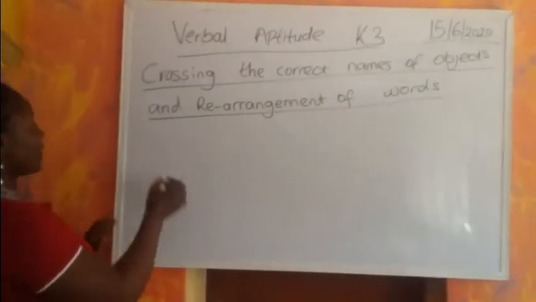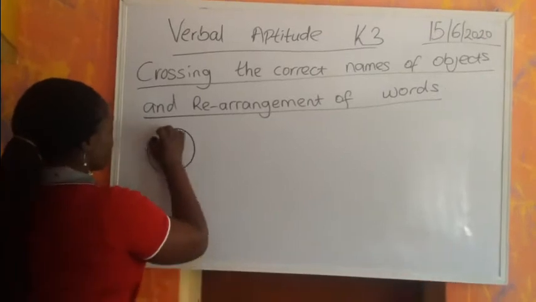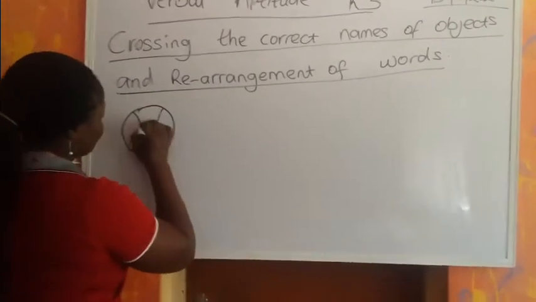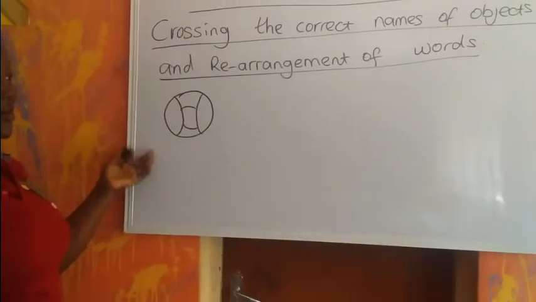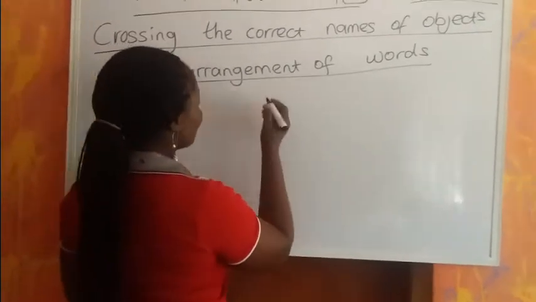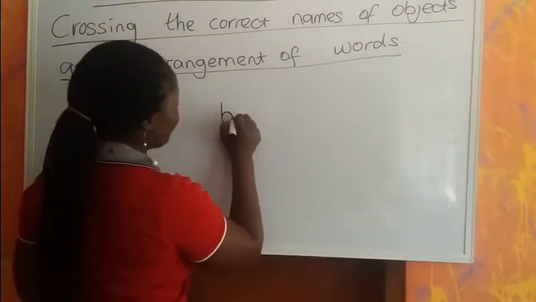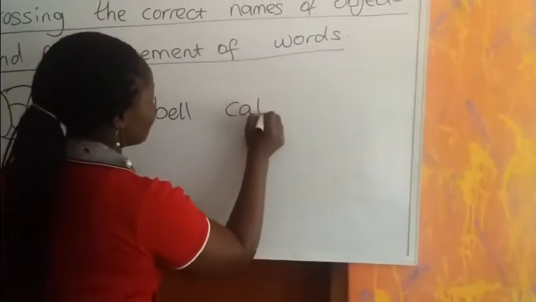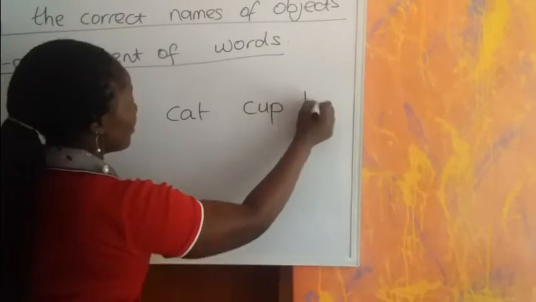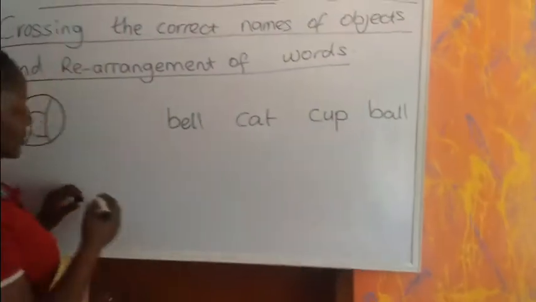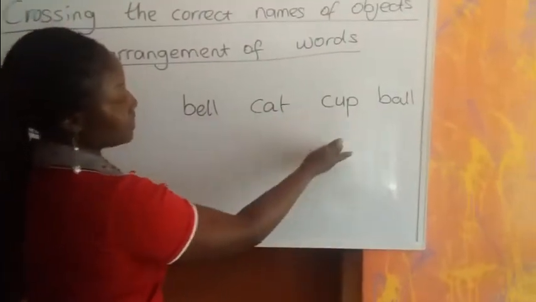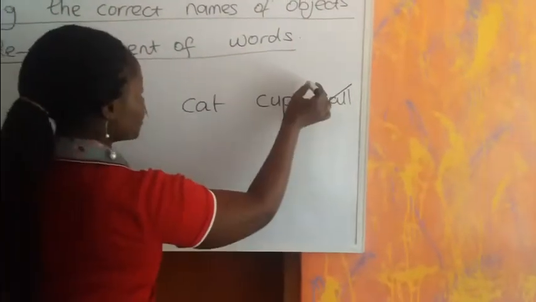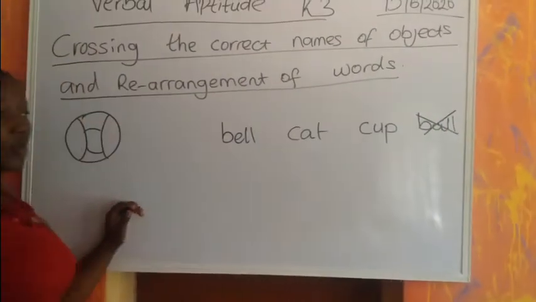For example, we have this object. This is a ball, and we are being given some names. For example, bell, cat, cup, and ball. As we all know, this is a ball. It's just for us to look for the name ball from the given words or names. Then we cross it out. The instruction says cross out the correct name of object.